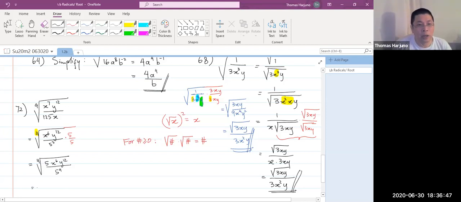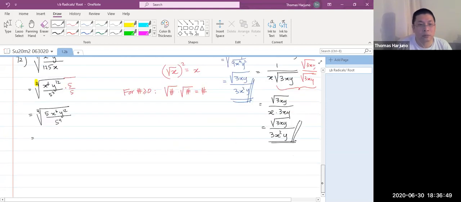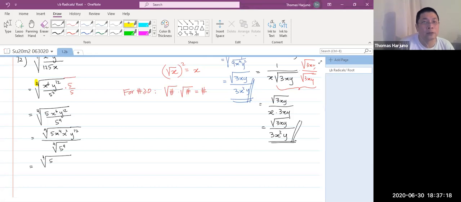Now that way, I get the 4th root of 5 x to the 4th x squared and y to the 12th. It's already to the power of 4, right? So I don't break it up further. And at the bottom, I have just the 4th root of 5 to the 4, which then becomes 5. So this guy stays inside, right?